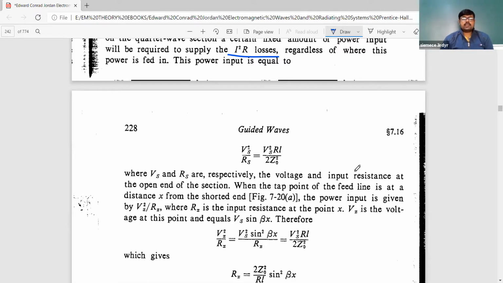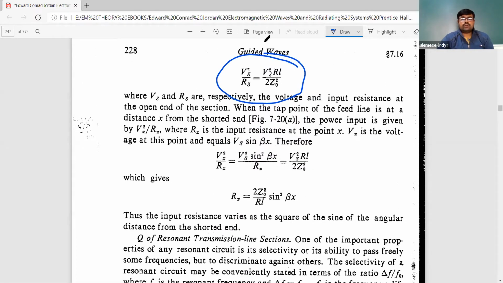Regardless of where this power is fed in, the power input is equal to Vs square by Rs equals Vs square RL divided by twice Z naught. So Vs square by Rs equals Vs square RL divided by twice Z naught. That is the condition, that is the value defined, where Vs and Rs are the voltage and the input resistance at the open end of the section.